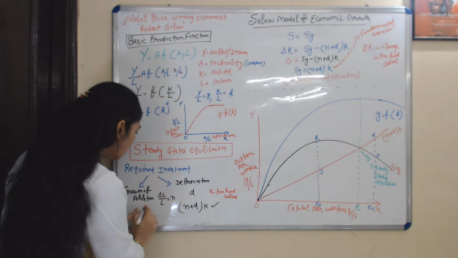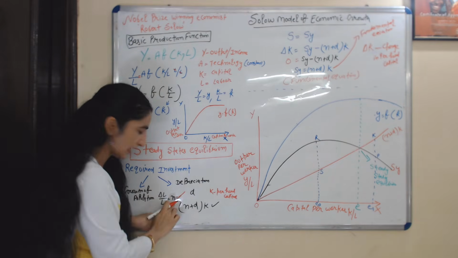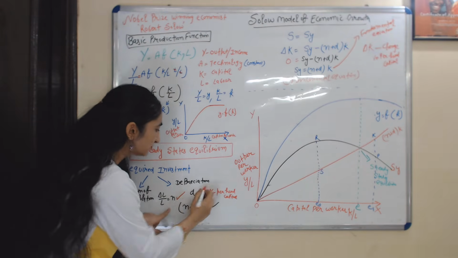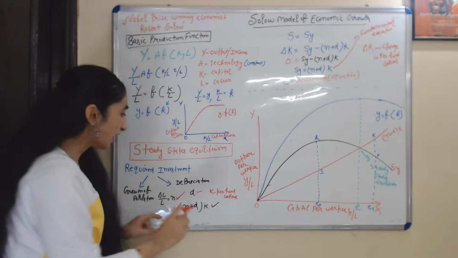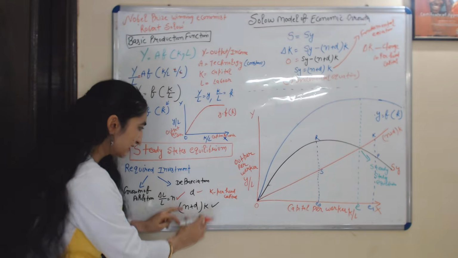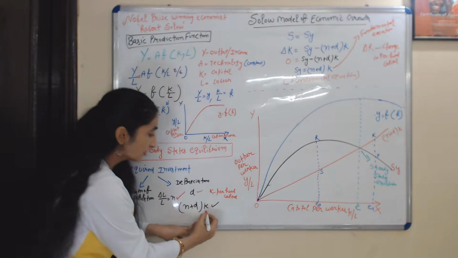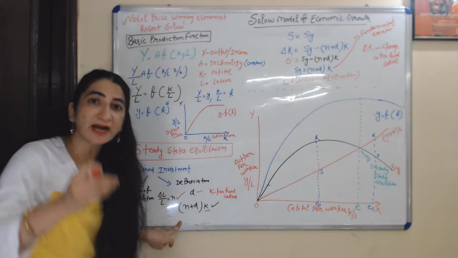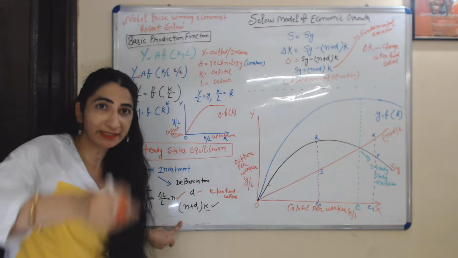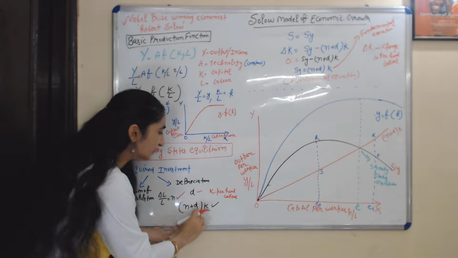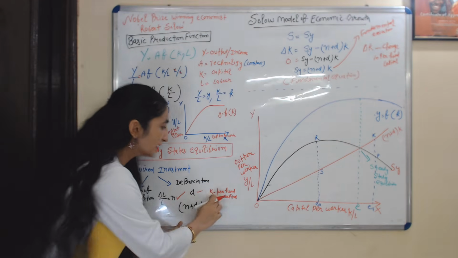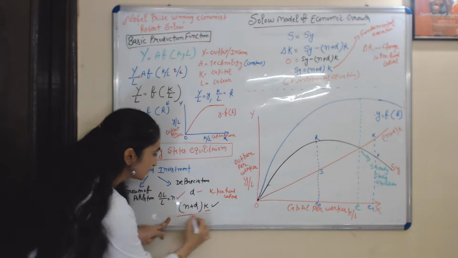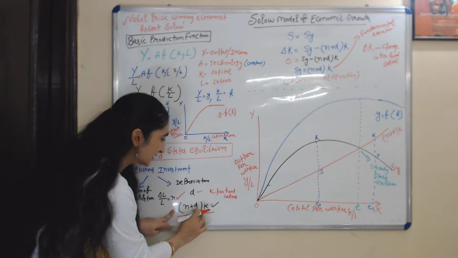We represent growth of population with small n and depreciation with small d. Now this is our required investment: n plus d into k. What is k? k is per head capital. This equation means that for maintaining per head capital we need investment equal to nk plus dk. So this is our required investment, n plus d into k.